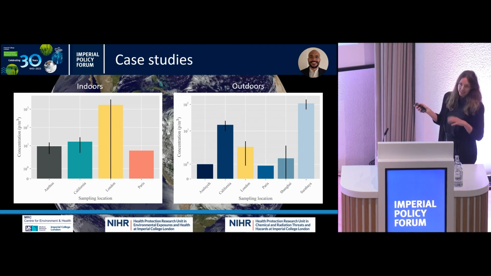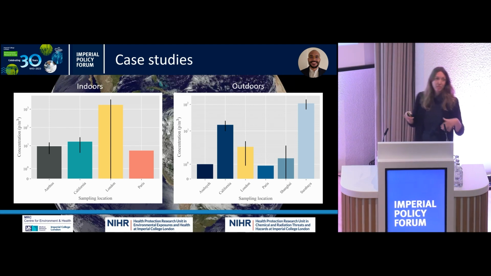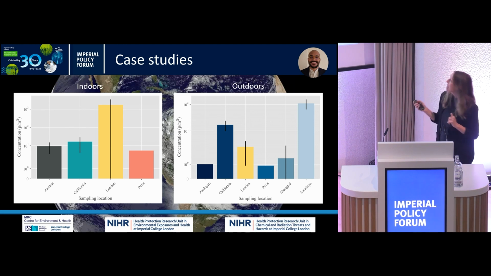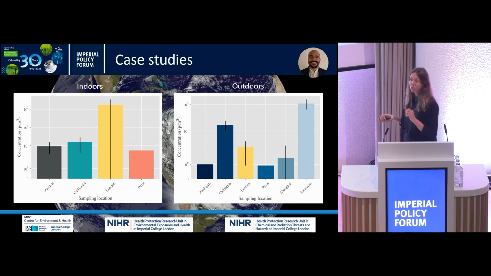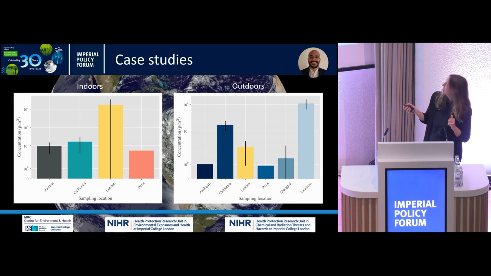So we've also done this outdoors as well, back on that 50-metre high rooftop in central London, so very much a background site rather than close to any sources at ground level. And we found very low concentrations there of around 2.5 particles per cubic metre, so extremely low. And you can see how that relates to other outdoor sampling campaigns done around the world.